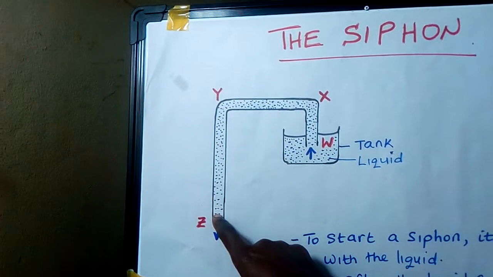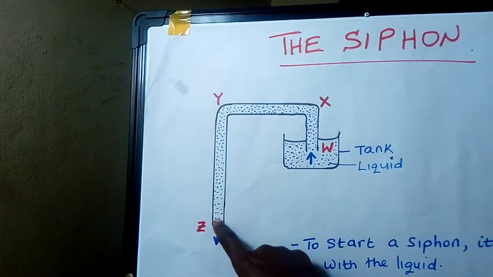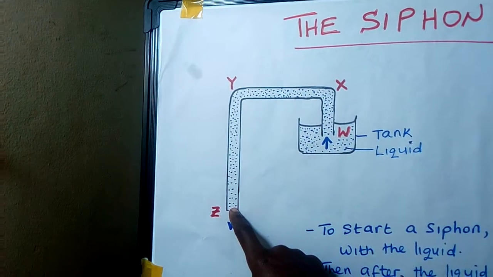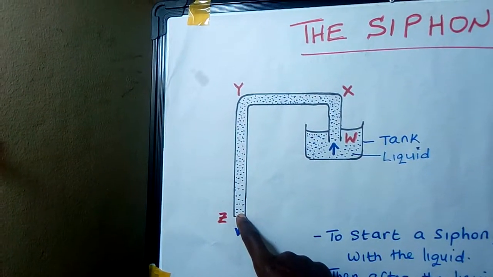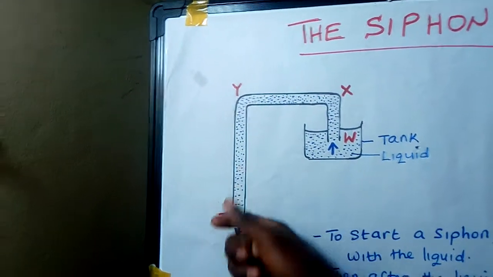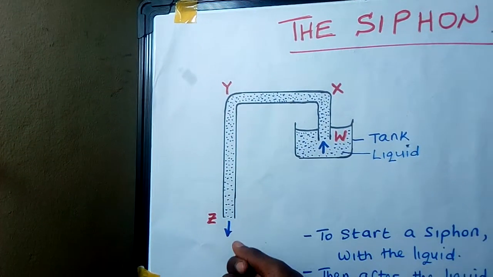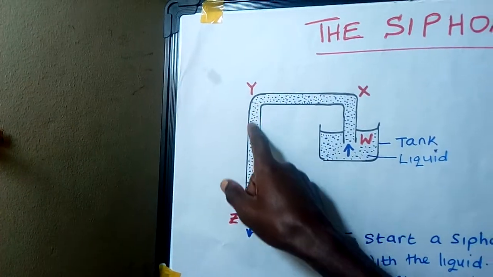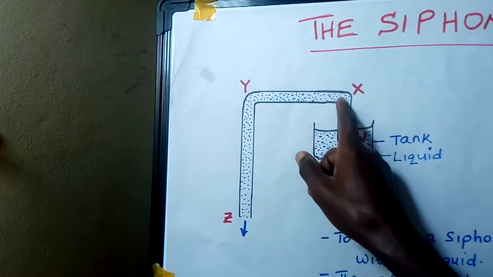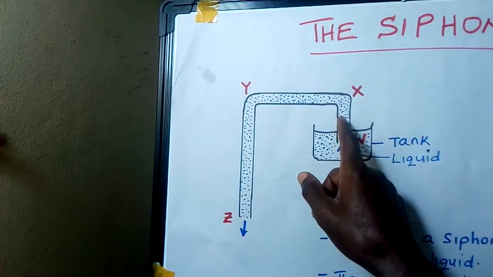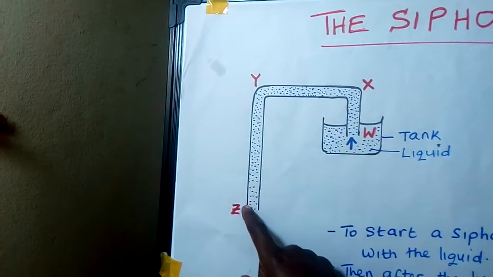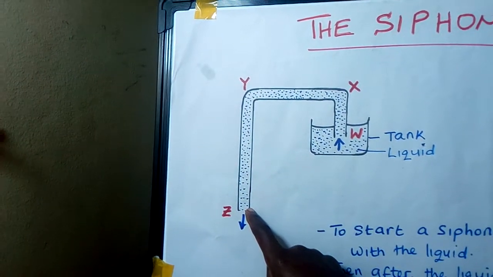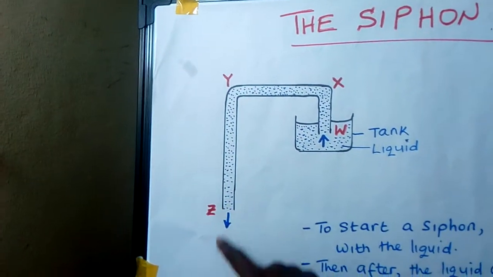When you want to start it, you come on this side, and you try to what? To pull. You pull the liquid by sucking downwards, and when you suck, of course this liquid will begin flowing. Once the siphon becomes filled with the liquid up to here, you stop pulling. And once you stop pulling, what happens? The liquid begins flowing by itself.